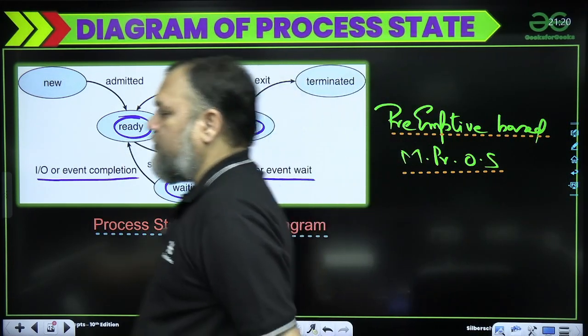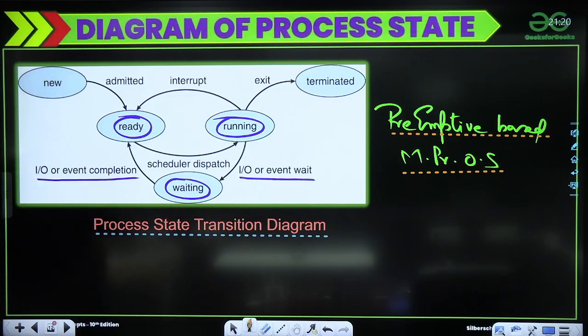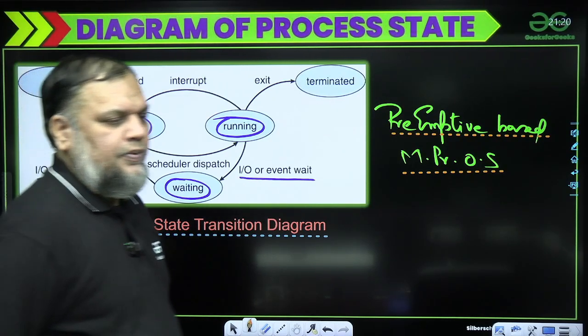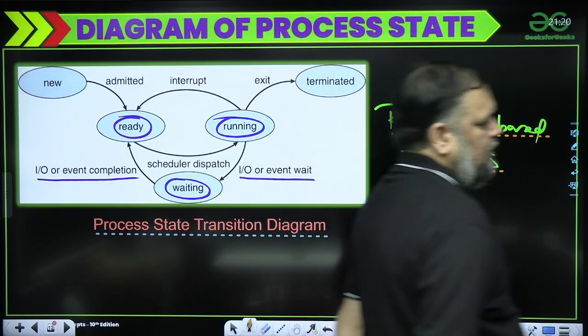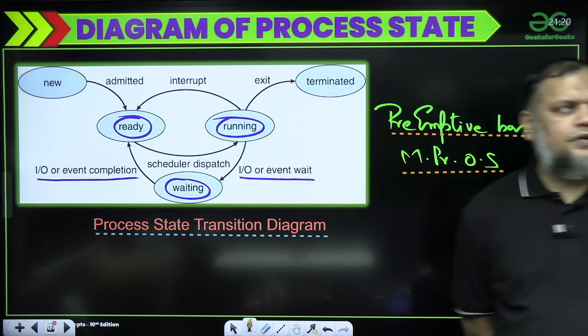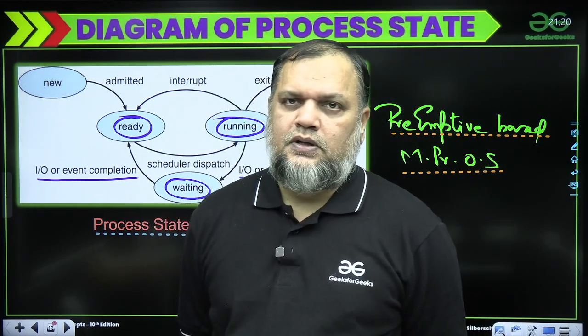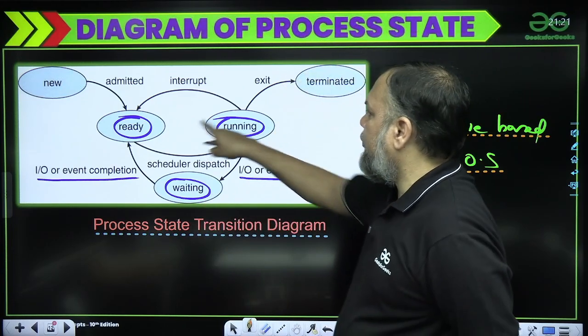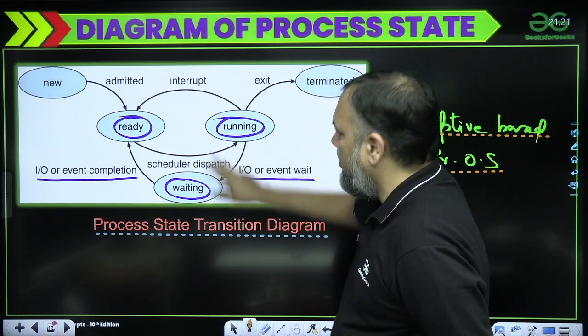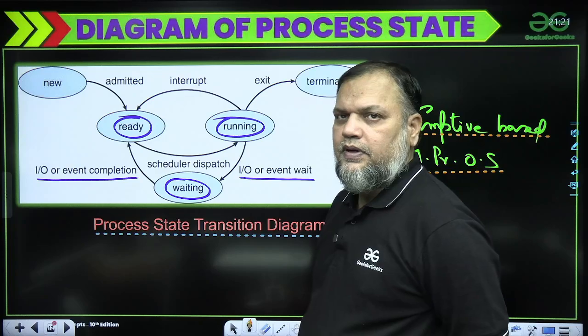And if I remove the ready state, then it becomes a uni-programmed OS, because in a uni-programmed operating system, I can have only one process present in memory. The presence of ready state indicates that this is a multi-programmed operating system environment. As long as a process is in ready state, running state, or waiting state, it is in main memory.